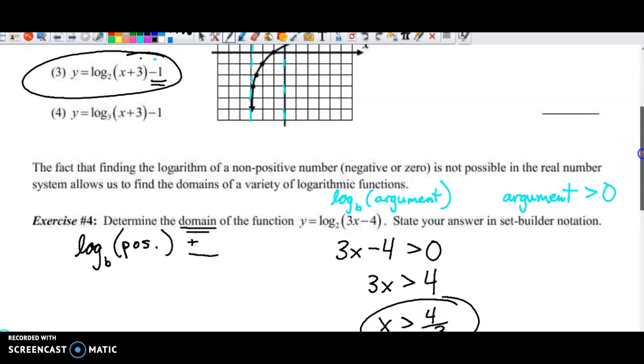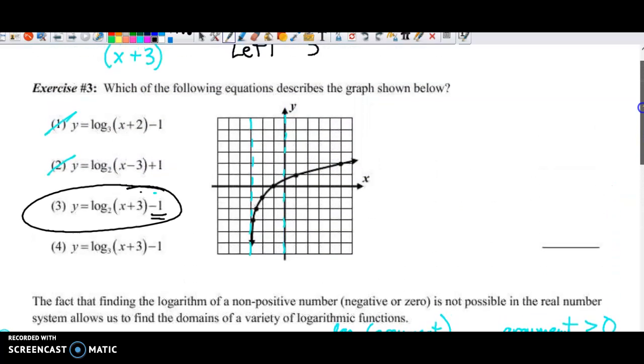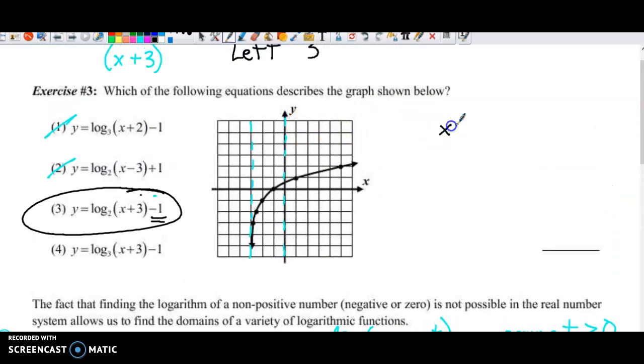If I go back to the previous problem, I could have done this one the same way. If I set x plus 3 greater than 0 and then subtract 3 over, you could see that that's the domain. X is greater than -3.